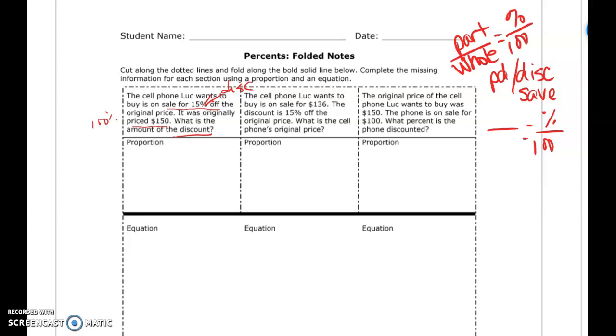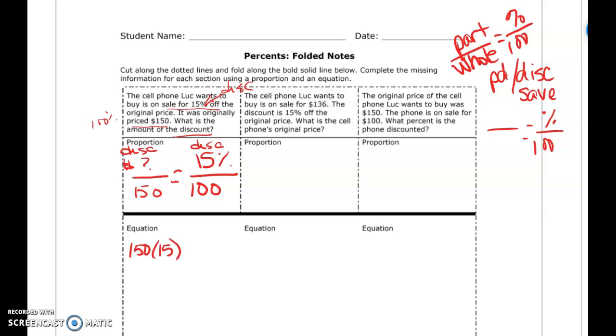So our proportion, remember, part over whole, percent over 100, and our percent is 15%. Again, that is our discount, and we want to know our discount in money. We don't know that yet, and it was $150. Now we can cross multiply and divide, or you can use a scale factor. You can do any of those. I'm going to write my equation and cross multiply and divide.